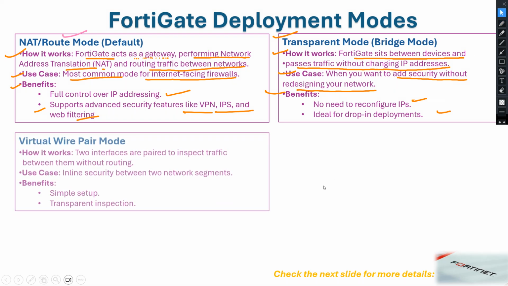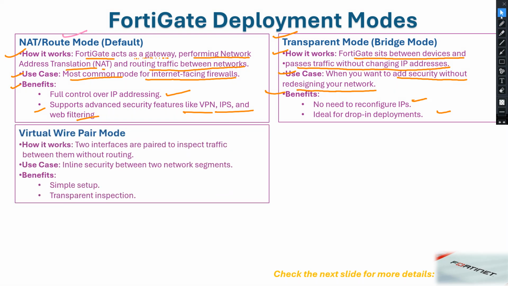Next mode that we have is vWire pair mode, virtual wire pair mode. How it works: two interfaces are paired to inspect traffic between them without routing. Use cases would be inline security between two network segments. Benefits: simple setup and transparent inspection.